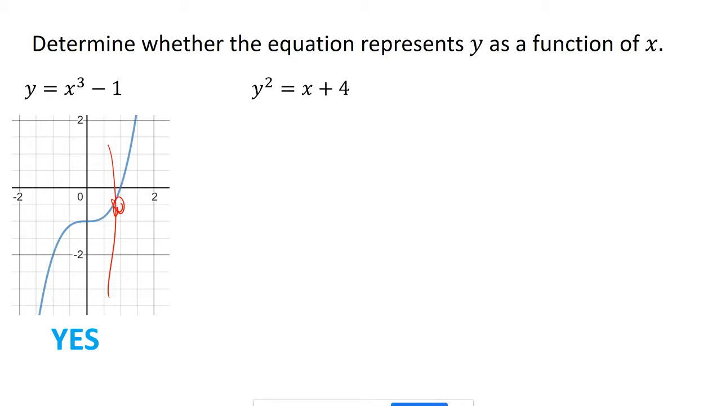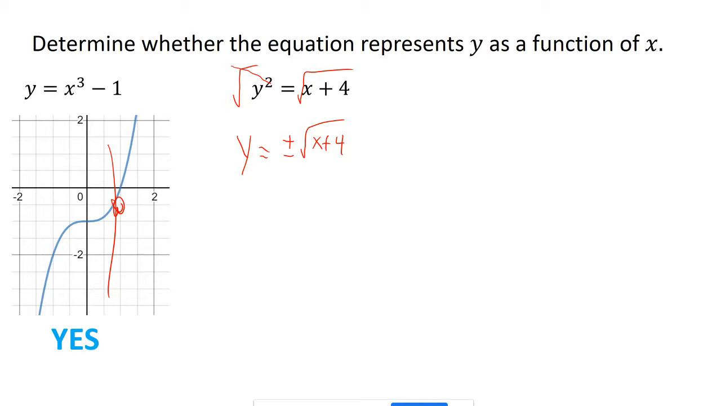So whenever you want to determine if something is a function, you want to solve for y. To solve for y here, I would take the square root on both sides. So my square root and the 2 become a 1, or as some of us know it, it cancels out, right? And the square root of x plus 4, since I'm taking the square root, I get a plus or minus square root of x plus 4.